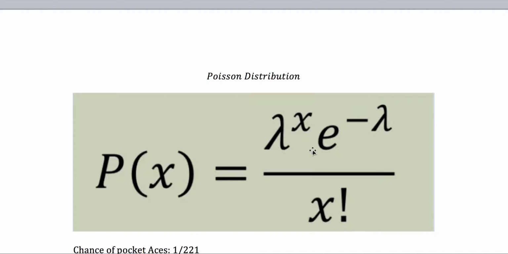So that's the Poisson distribution. It's very simple. I highly recommend that you memorize this equation, lambda to the x, e to the minus lambda over x factorial, and lambda is the mean and x is your random variable.